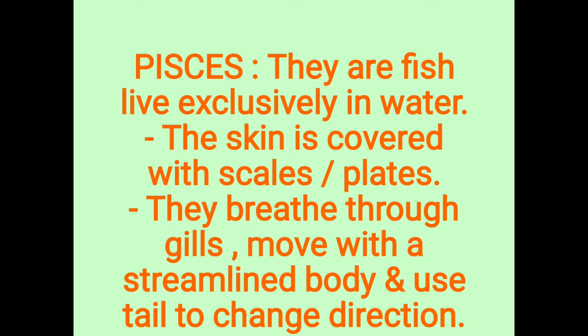They breathe through gills on the side of the fish, just behind its eye. आँख के पीछे फिश के गिल्स प्रेजेंट होते हैं, through which water enters. Oxygen is taken from that water and then is circulated throughout the body. They move with the help of a streamlined body and use the tail to change direction. जो fish होती है, it moves with the help of its fins and tail, but its body is streamlined.